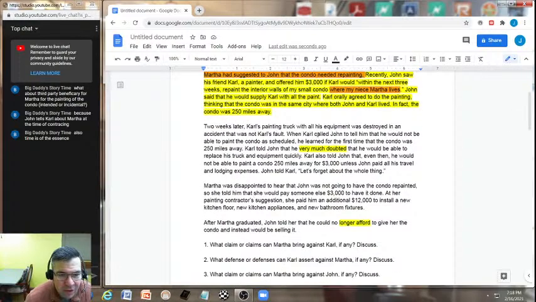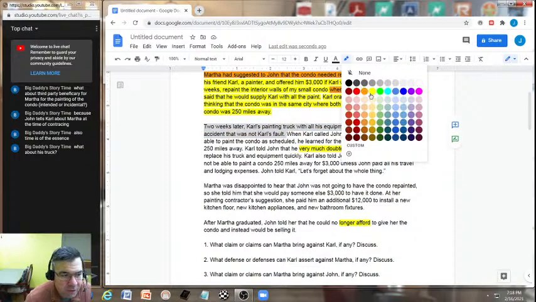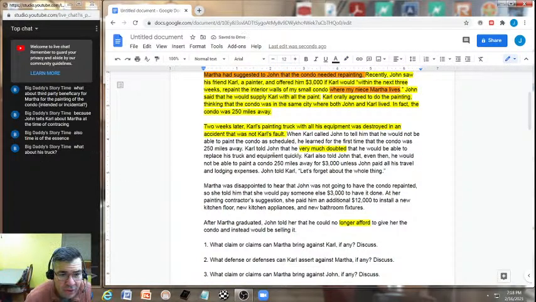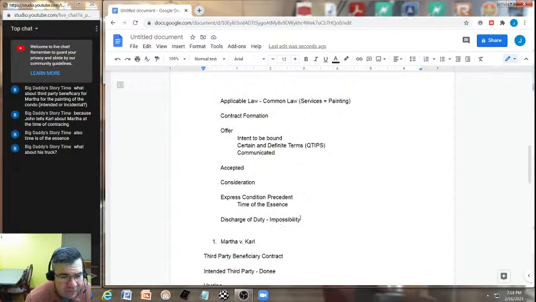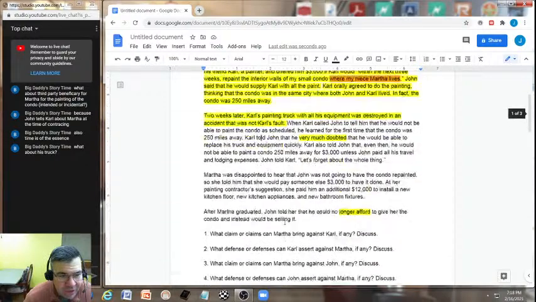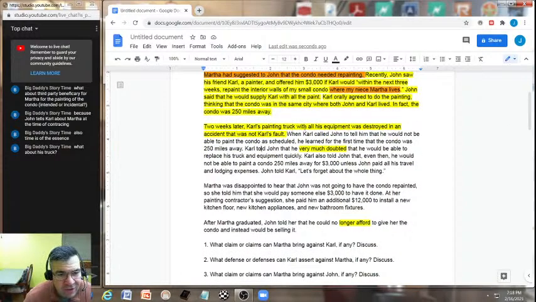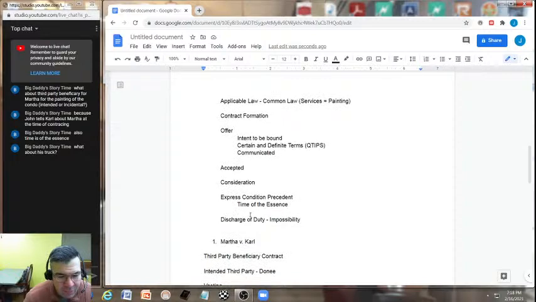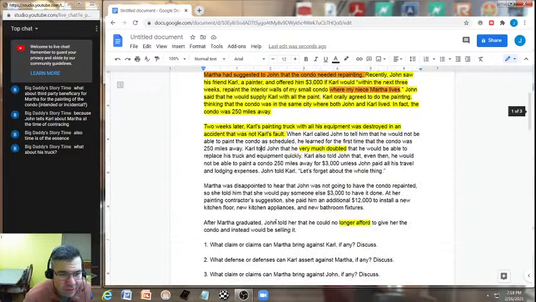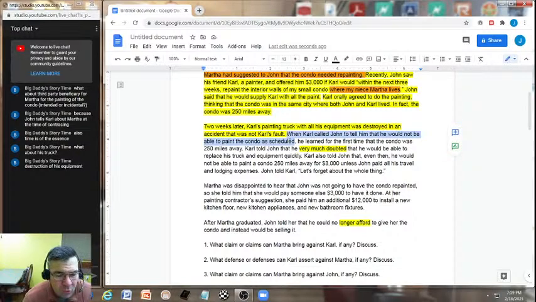And after that, okay, so we took care of that. Highlight that. Now, what about his truck? That's exact. What now? Well, see that's what we're talking about here. It's the destruction of it. If he can't travel the distance, he could argue that his duty to perform, even though it may have matured, it's impossible for him to perform because he no longer has his truck with all of his equipment. But it wasn't his fault, so the argument is not prevention. It's more of impossibility. Exactly. Now, when Carl called John to tell him that he would not be able to paint the condo as scheduled, there we go. Click. That's our anticipatory repudiation right there.